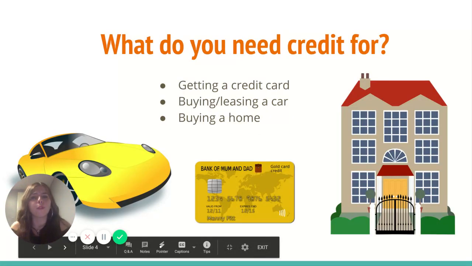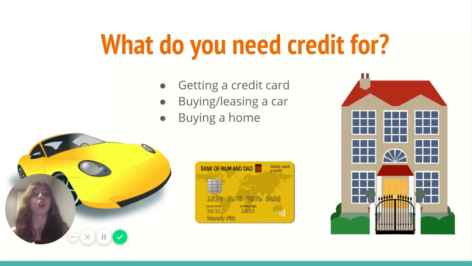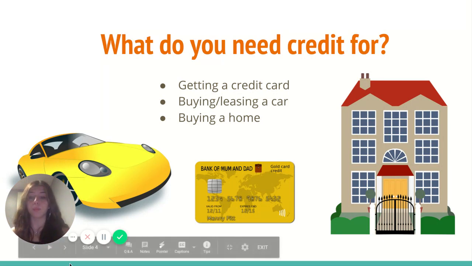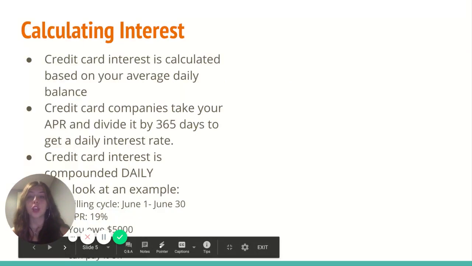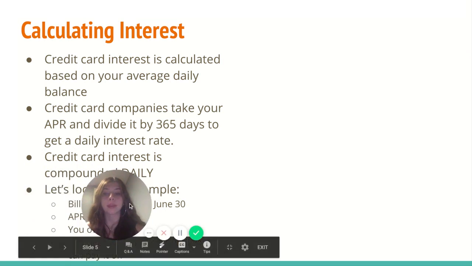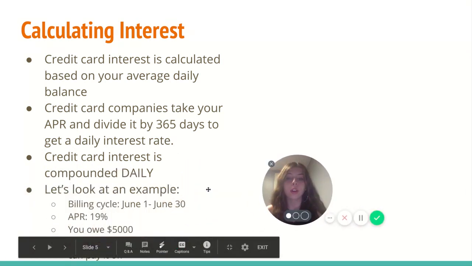So, what do you need credit for? Getting a credit card, buying or leasing a car, and buying a home, and many other things. These are just three examples. So, calculating interest, I am just going to move myself over just so everybody could see the slides.